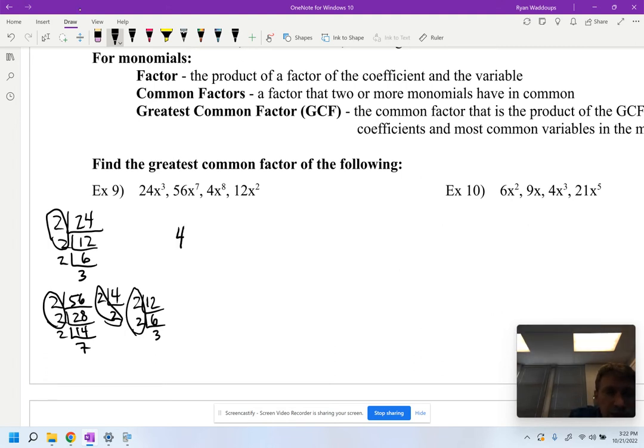But then I look at this one, 24x cubed, and it has x 3 times. And 56 has x 7 times, and 4x to the 8th has x 8 times, and 12x squared has x 2 times. And so you're limited by the smallest amount that each of them has in common. And so 12x squared only has 2 x's. So we put those 2 x's together, and that is the greatest common factor of those 4 terms.